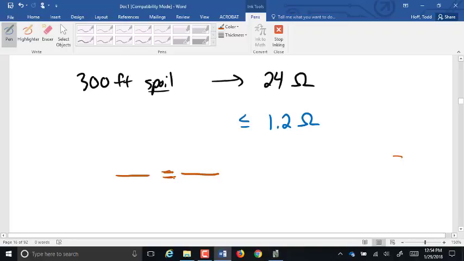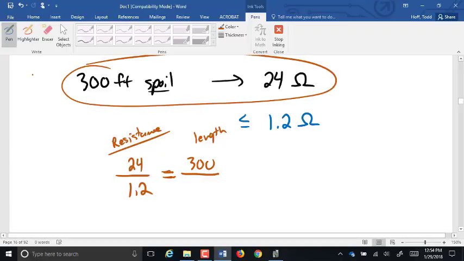So again, our ratio of length and our ratio of resistances are going to be the same. Doesn't matter which one we put on which side. I usually put the one that I know both numbers for first. So let's put the resistances on the left side. What do I want to put in there for the ratio? 24 over 1.2 works for me. On the other side then is my wire length. Where's the 300 go, top or bottom? Top, because that is the full spool, which is what the 24 also represents. If we cross multiply and divide, we get, what, 15 feet? So we can go a maximum of 15 feet.